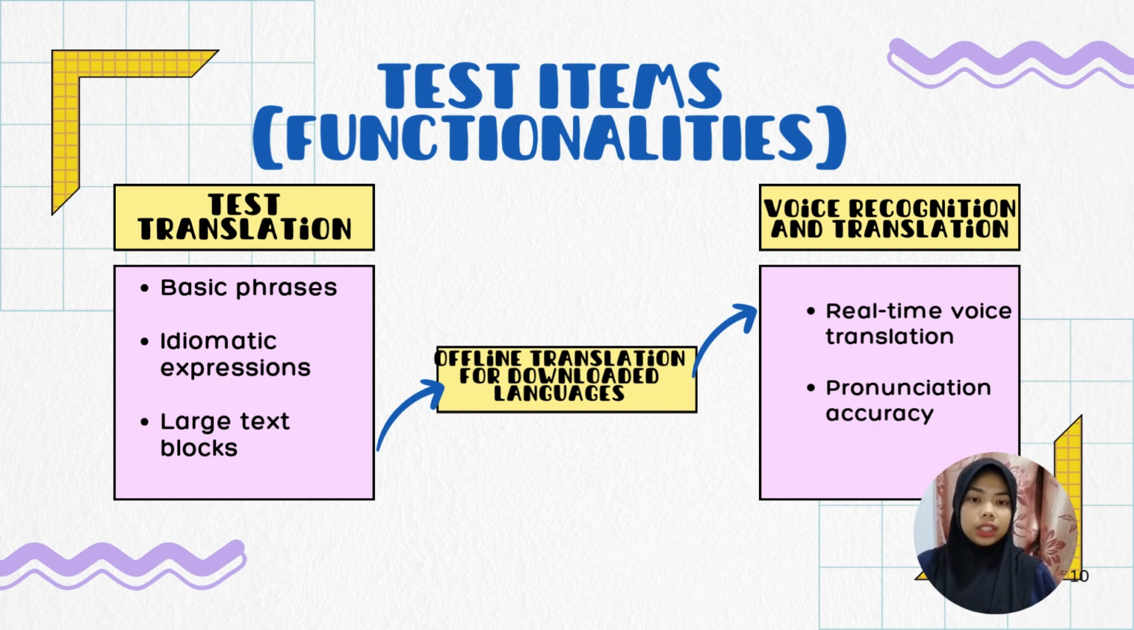Today I'll be explaining our testing approach for our translation application. For its functionalities, first we will test basic text translations like simple phrases or sentences such as good morning. Next, we evaluate idiomatic expressions to see if the app understands them. For larger blocks like paragraphs, we will ensure accuracy and consistency. Offline translations will also be tested using pre-downloaded languages. And for voice recognition and translation, we will test both real-time voice translation and pronunciation accuracy.